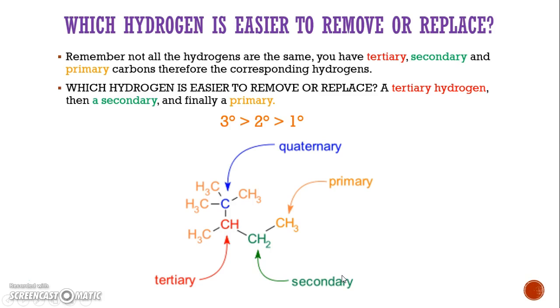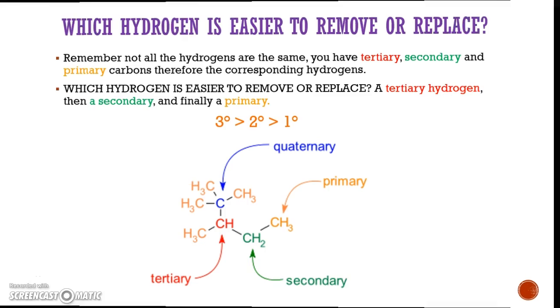And why is that? You can say the primary hydrogen is here at the end of the chain, then the secondary is here in the middle, and the tertiary is harder to reach because it's here. So you might think it's the other way around. But the point of them being easier to remove has to do with a word that's called stability.